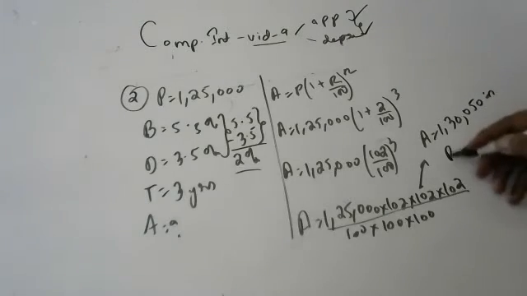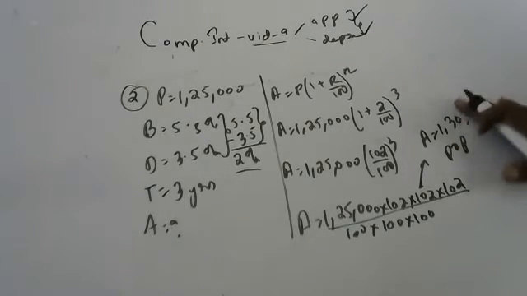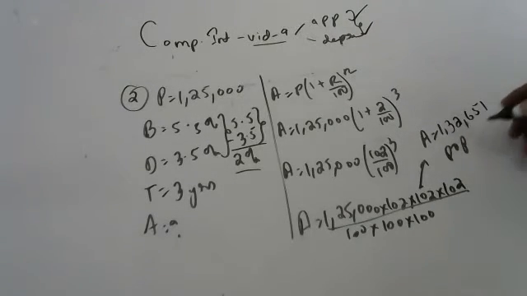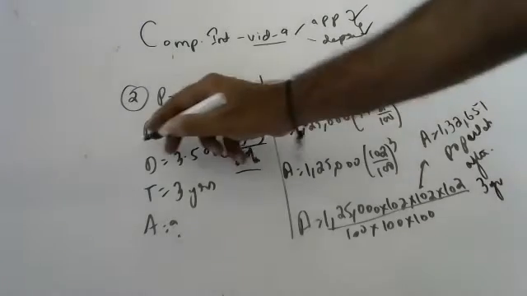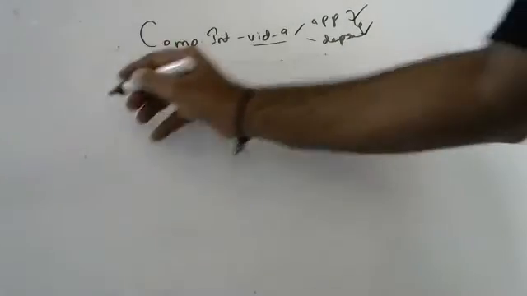Sir, the answer is 1,32,651. Nandika, why are you telling it wrong? Sorry, sir. 1,32,651 is the population after 3 years, including the birth and death rates taken out. Okay. Next, Nandika. I got the correct answer only, sir.